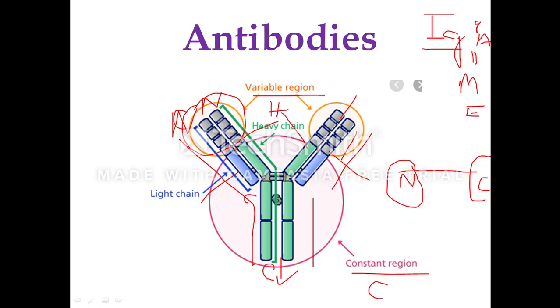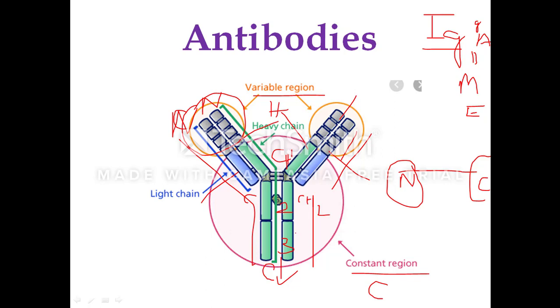and the constant region may be varying from 3 to 4. In this example, we find three constant regions. One is CH1, that is the constant region of the heavy chain, and the constant region CH2, and another one is CH3.